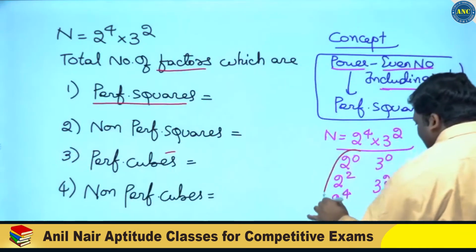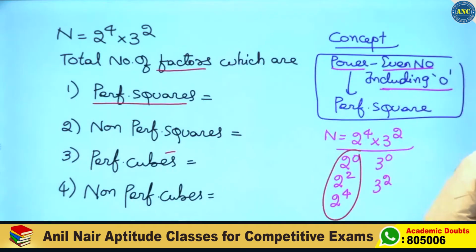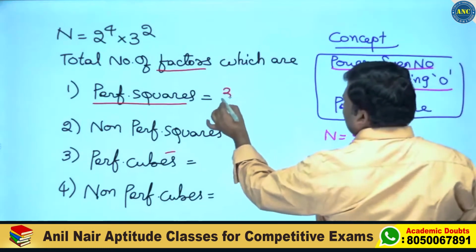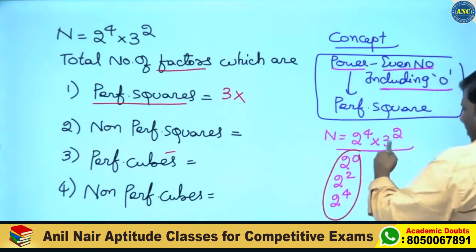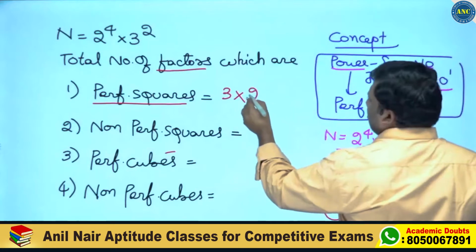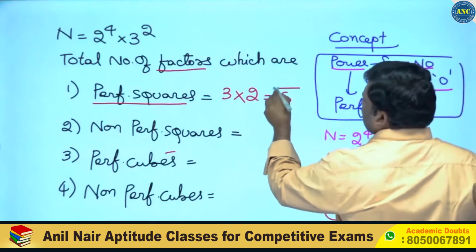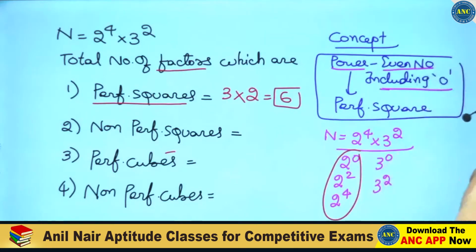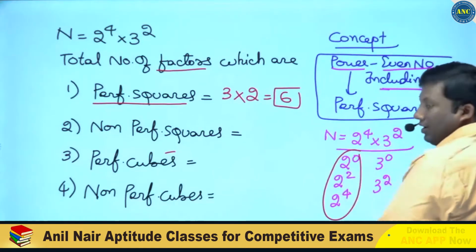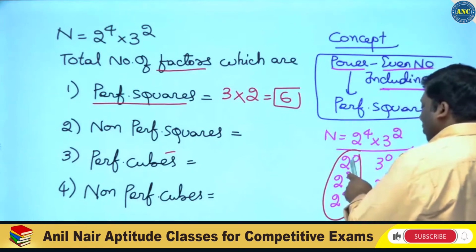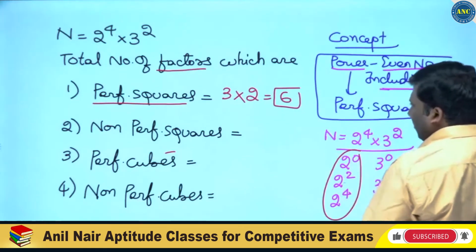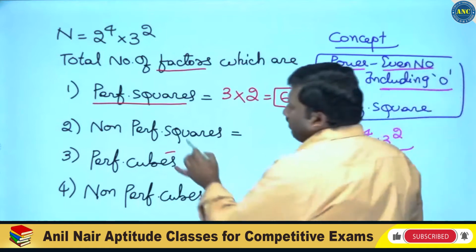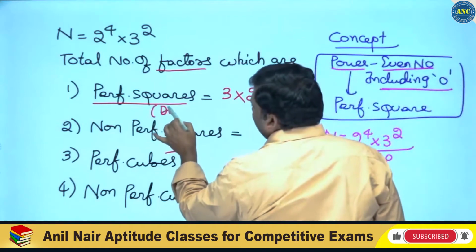So totally how many cases are there? 0 to 4, 3 cases are there. Similarly, for 3 power 2, how many cases are there? 2 cases are there. 3 2s are 6. Totally, there are 6 factors which are perfect squares. Why these 3 cases? What are these 3 cases? 2 power 0, 2 power 2, 2 power 4. Or, in simple language, divide the power by 2.